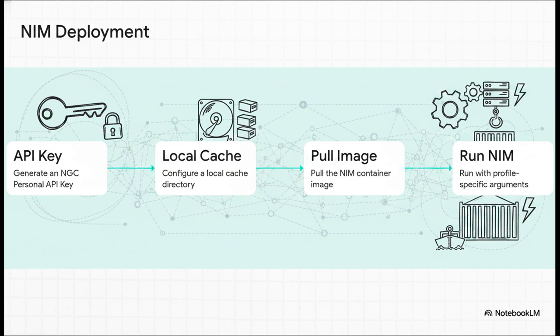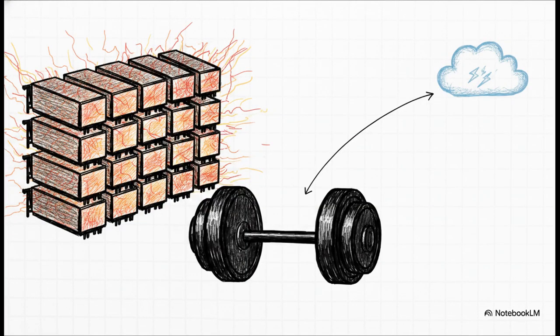And NVIDIA actually makes the deployment process pretty straightforward using their NIM microservices, which handles all the heavy lifting of containerizing and caching the model. You just generate an NGC personal API key, set up a local cache directory on your host, pull the NIM container image, and run it with your specific pass-through arguments. Simple as that. Now, we do need to talk hardware, because this thing is a heavyweight.